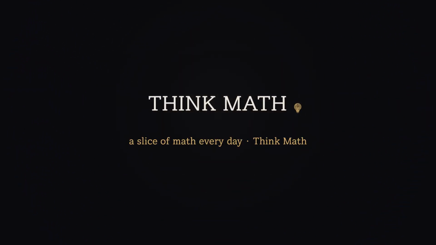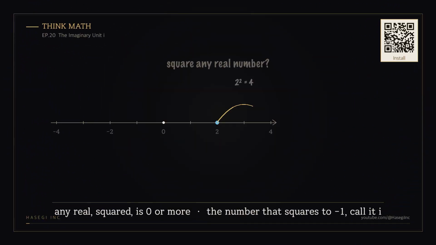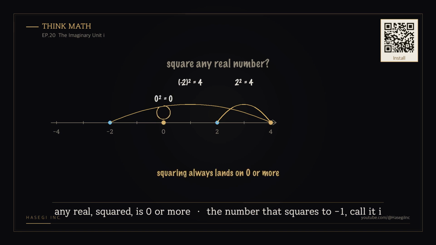Think math. 2 squared is 4. Negative 2 squared is also 4. 0 squared is 0. Square any real number, and the result is always 0 or more, never negative. So a number that squares to -1, the square root of -1, is nowhere on the real number line.